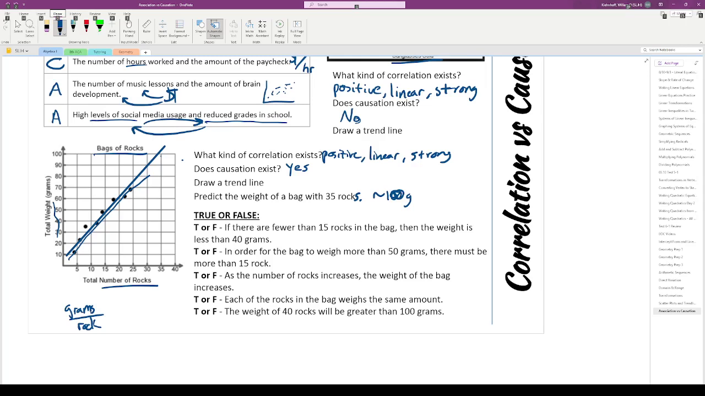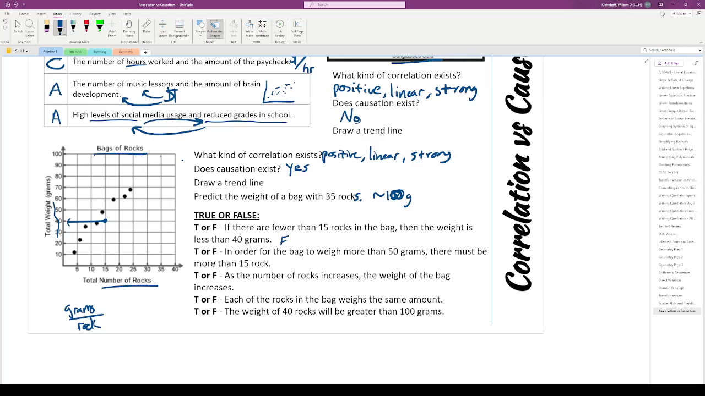True or false? If there are fewer than 15 rocks in the bag, then the weight is less than 40 grams. Fewer than 15. So we're talking about here over. So on all of our dots, that is true, but we see that there's variability in the rock's weight. So we can't say that it would always be true. We, for example, have this dot, which is right at 40 with like 12 rocks. So given that we don't know exactly what rocks weigh or a maximum weight, there's no way for us to guarantee that fewer than 15 rocks will weigh less than 40.